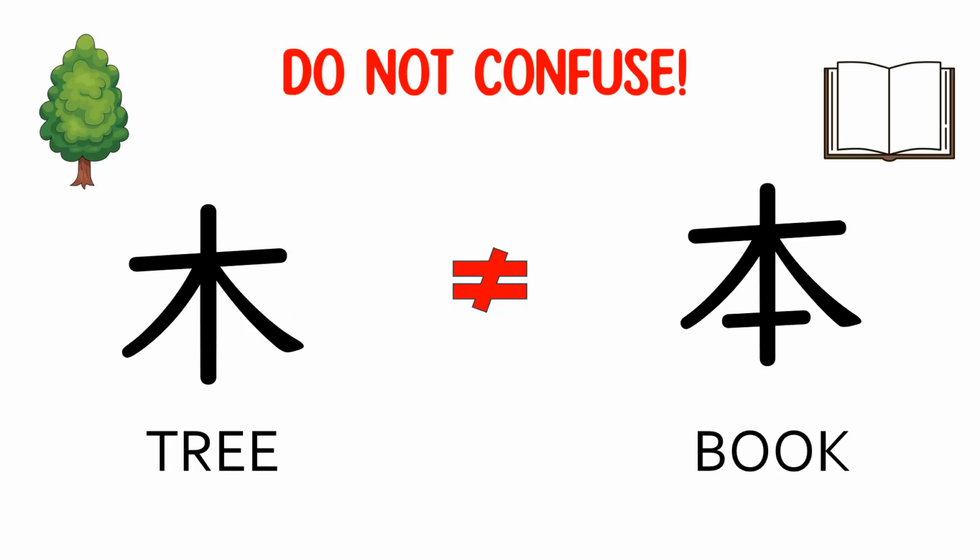Do not confuse tree with book, although the kanji of book was originally the kanji of tree showing its roots, hence the small horizontal line on the bottom.